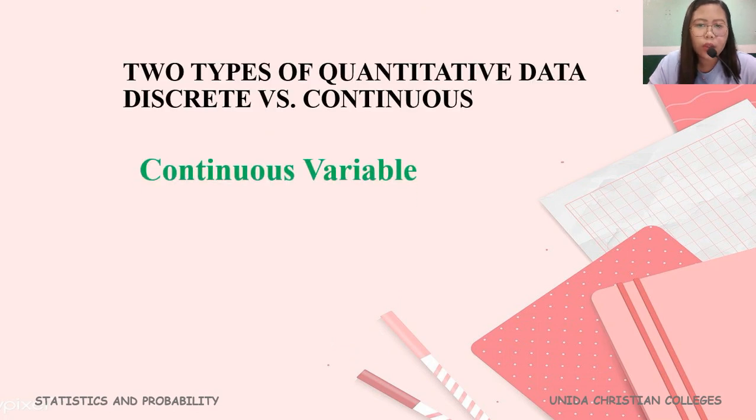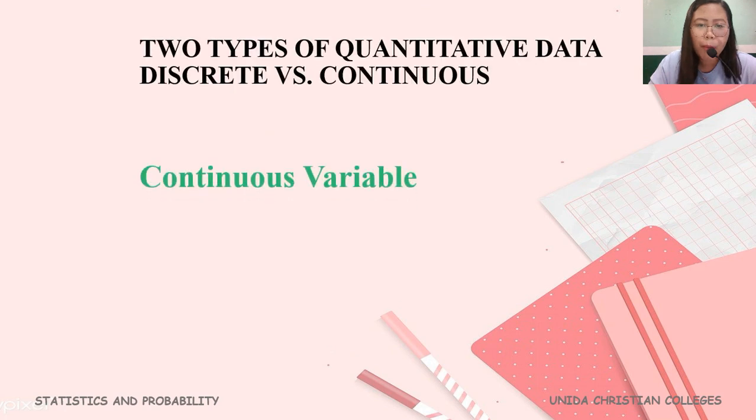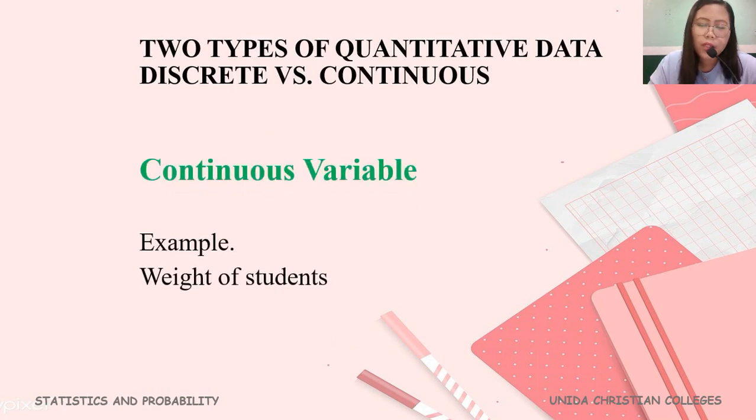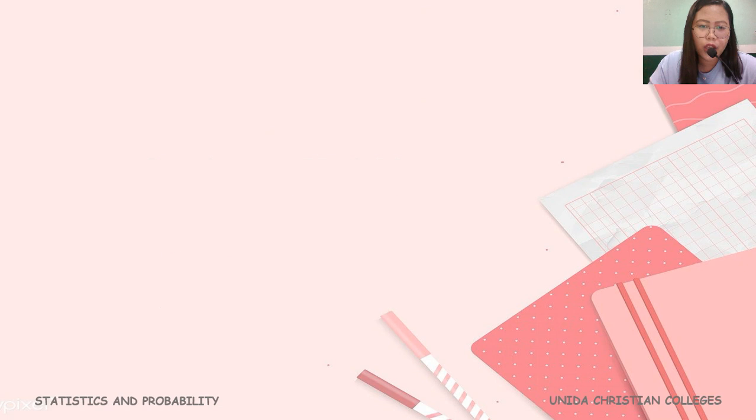And then, when we say continuous variable, it is a variable that can be obtained by, ayan, ito naman, kailangan mo munang i-measure. Okay? Kapag sabing kaya mong i-count or countable, that is discrete. Kapag kailangan ng measurement, that is continuous. Example, let's have the weight of the students. Ayan. So, before po tayo mag-answer, what is your weight? We need to use measurement. Right? Area of the classroom floor. So, kailangan mo rin munang sukatin since you are solving for the area. So, you need measurement. That's why it is continuous.